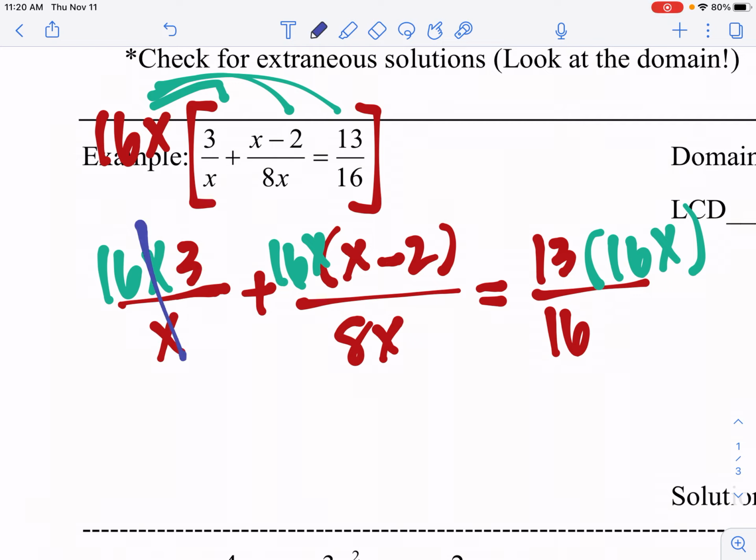So here I notice the x's cancel out. Here I notice the x's cancel out, and 16 divided by 8 will simplify to 2. And then over here the 16's cancel out.